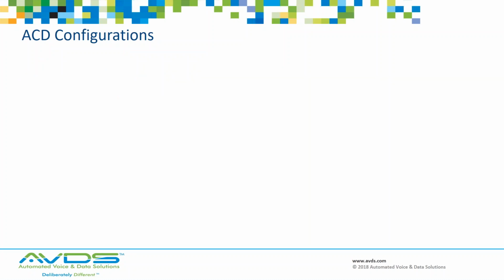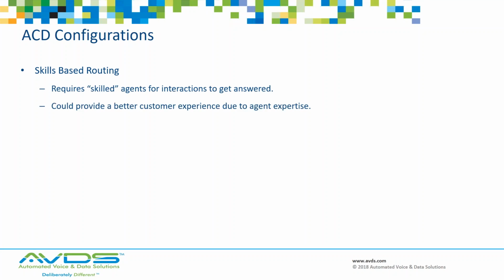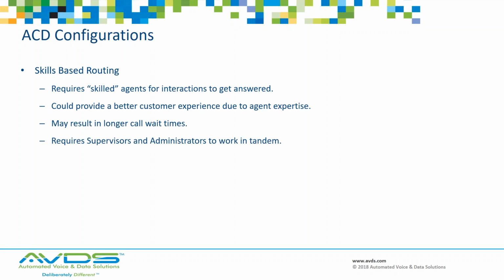The next configuration that we're going to be talking about is skills-based routing. So now what we're looking at is we need agents that have certain skills to be able to get that interaction. Now, it could provide a better customer experience because you're going to be matching that caller to their specific needs and an agent that knows how to handle their needs. But if that agent isn't available, that could result in longer wait times.